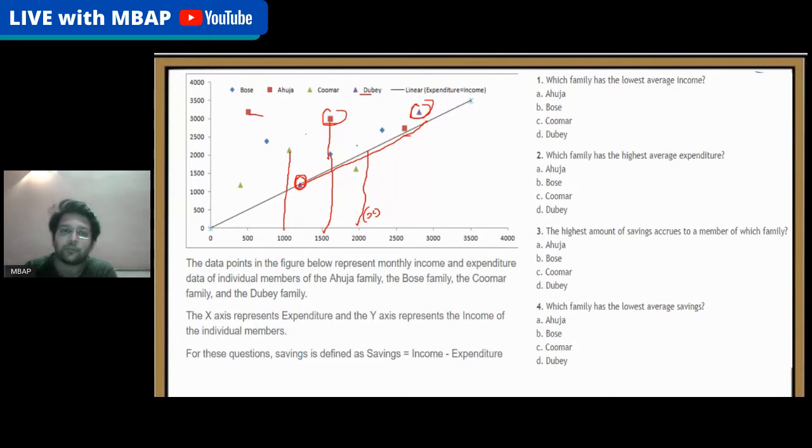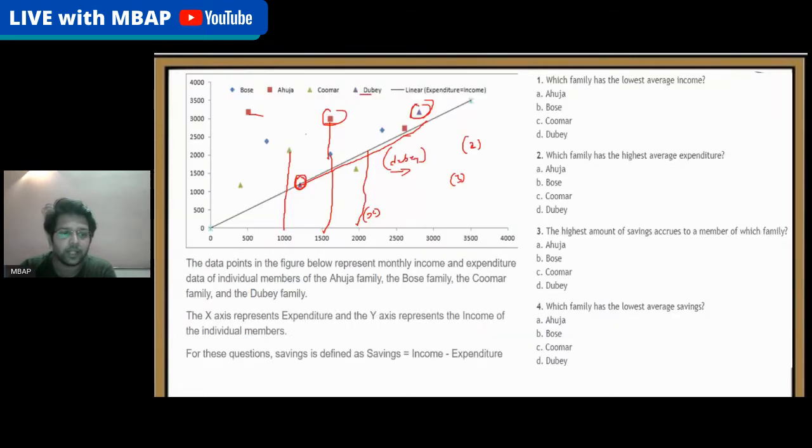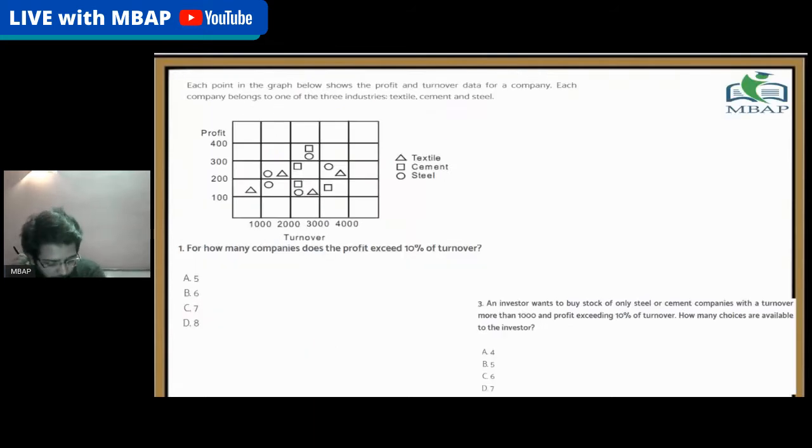What is the answer? The answer for this question is Dubey, not Ahuja. The reason is also one. Even for Dubey, there are only 2 people that you can see here. For Ahuja, there are 3 people. The answer for this question is basically Dubey. All of you who got the answer Dubey are right.